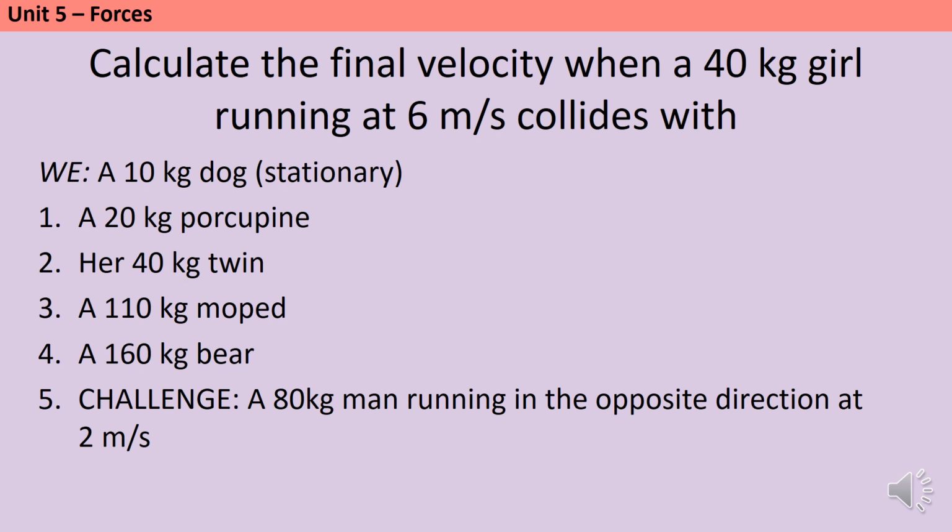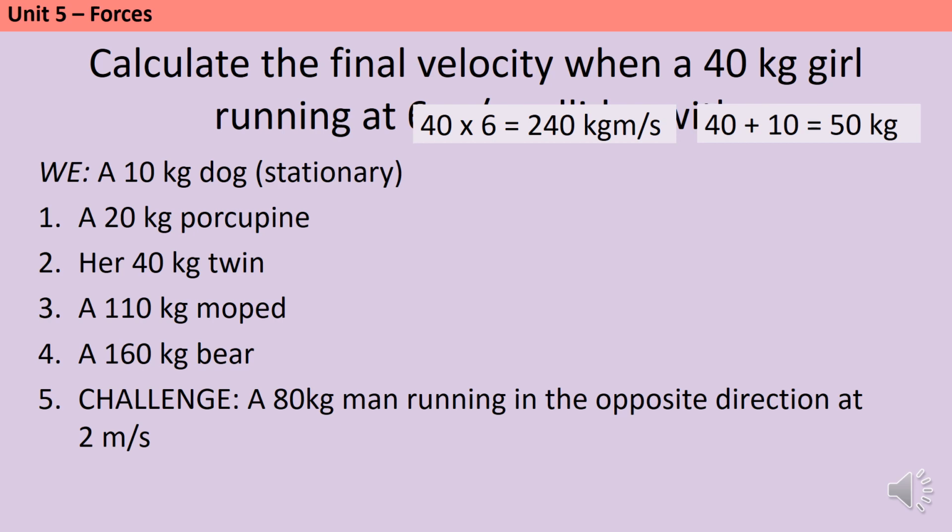We'll do the first one together. So to start with, she collides with a 10 kilogram dog, and all of these objects are stationary, by the way. We're keeping it straightforward for now. So my first step is to work out how much momentum is there at the start of the scenario. If she weighs 40 kilograms and she's running at 6 meters per second, then she has momentum of 240 kilogram meters per second. All of my objects are stationary, so actually they're all zero and I don't need to include them in a calculation.